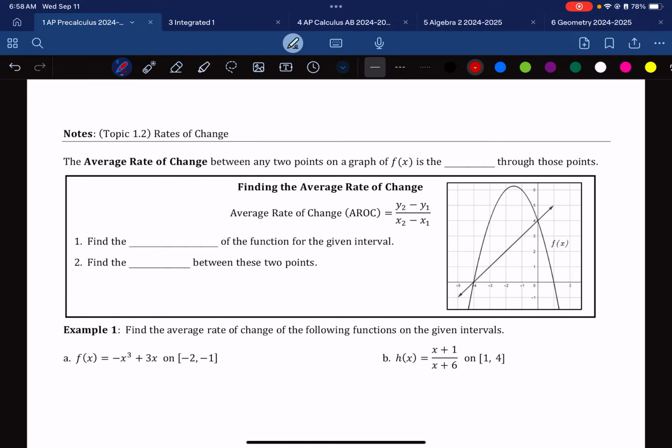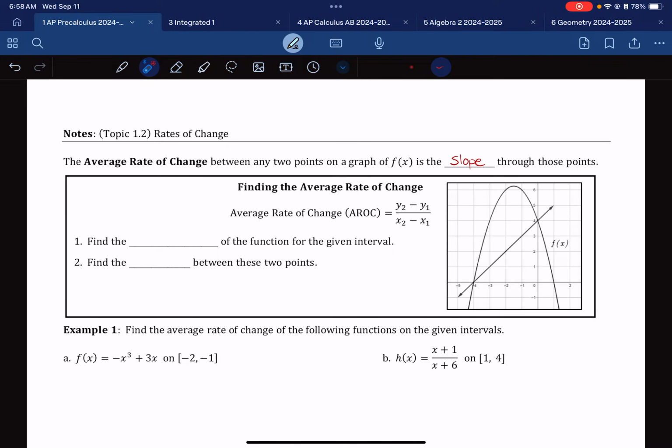This is AP Precalculus. We're on notes for topic 1.2, rates of change. So let's dive in. The average rate of change. This word comes up over and over again. Anytime you see average rate of change, I said it in my last lesson, I'm saying it in this lesson, it's just the slope between those 2 points.